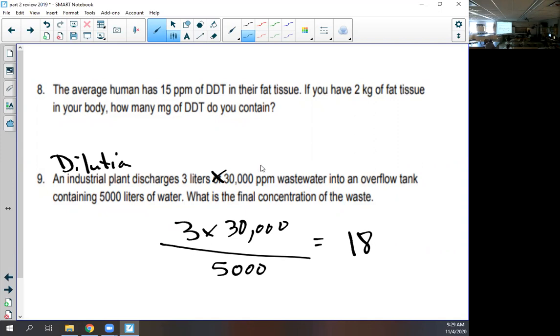All right. We found the final concentration of the waste. So concentration would be ppm. If you look, I also said this yesterday, the unit is the one you don't have two of. So liters and liters cancel, you're left with ppm. But on the test, that is all you need.